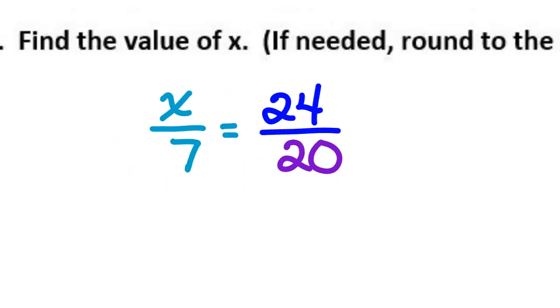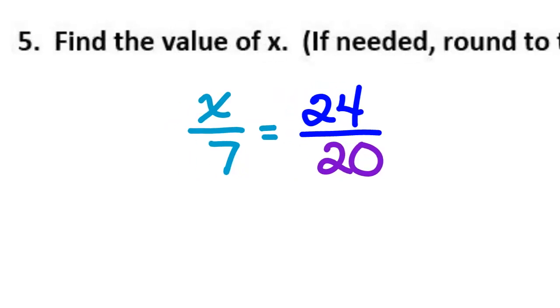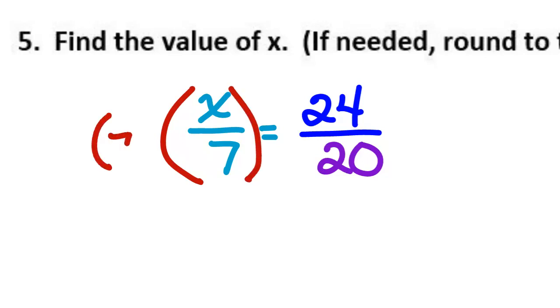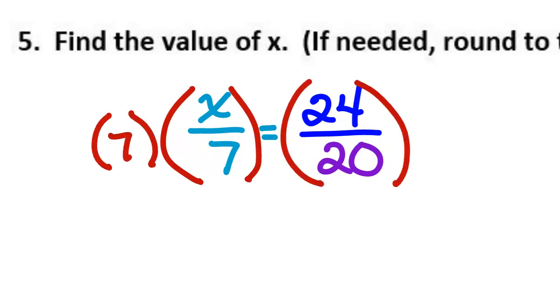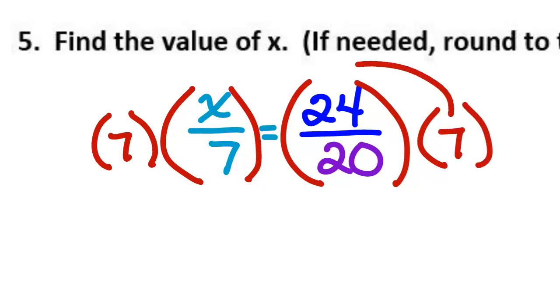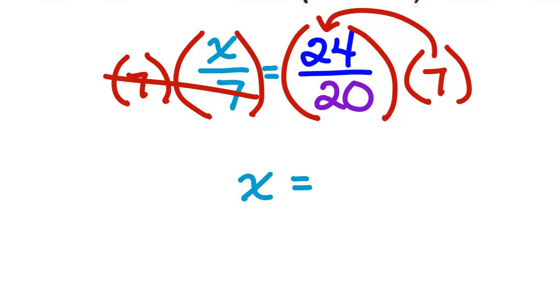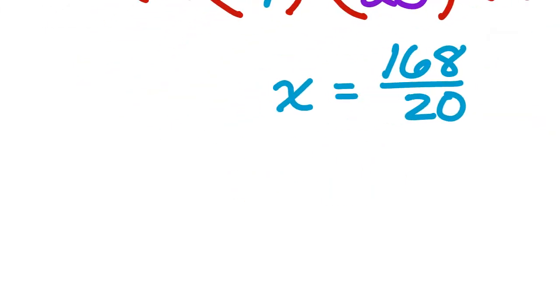What should my first step be now? Multiply by 7. Multiplication gets rid of fractions. We always multiply by the denominator, so we're going to multiply both sides by 7. That distributes up here to my 24. What is 24 times 7? 168 over 20. What is 168 divided by 20? 8.4.